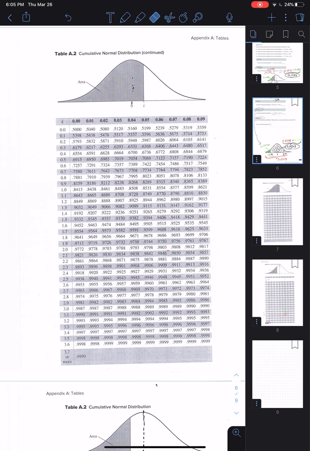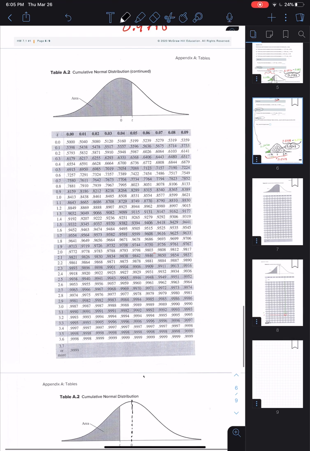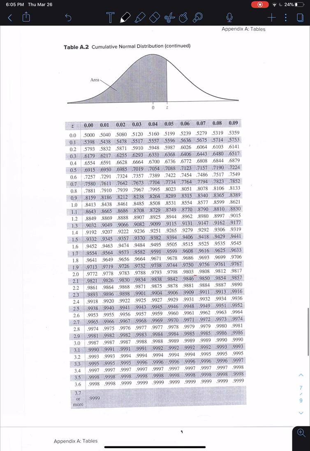But the change on this particular problem, number 6, is that they're asking us to say, hey, I'm going to give you an area, and area comes from the body of this chart. So let's say they said, hey, I'm going to give you an area of 0.9591. What z-score goes with that?